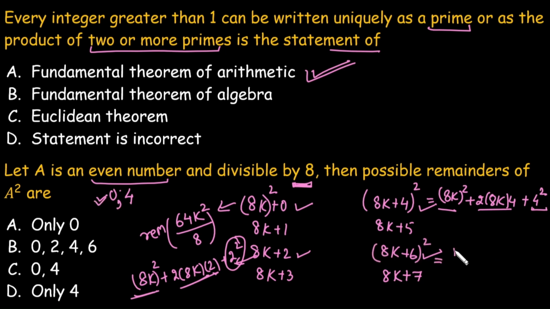Calculate the next case: (8k) whole square plus 2 times 8k into 6 plus 6 square. Exactly divisible by 8. Exactly divisible by 8. 6 square is 36. When divided by 8, the remainder is 4. So it means we are getting only two possible remainders, that is 0 and 4. Note that in these forms, k represents an integer. So do not get confused whether this number is exactly divisible by 8 or not. That is surely divisible by 8 because we are taking k as an integer.